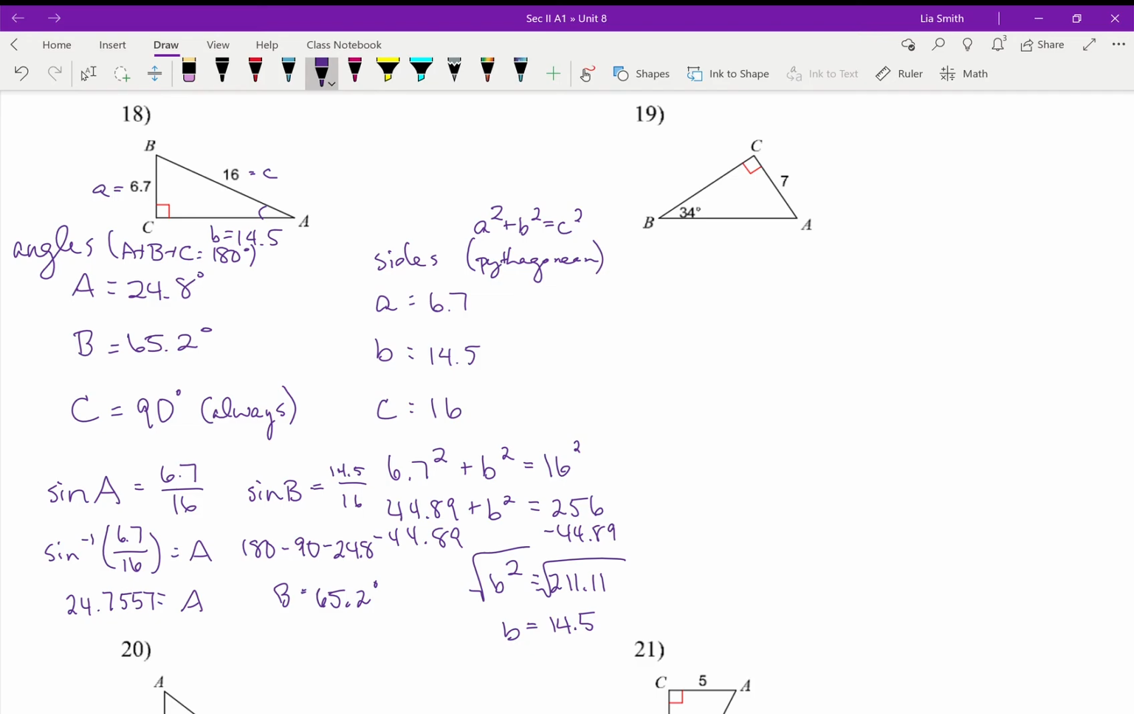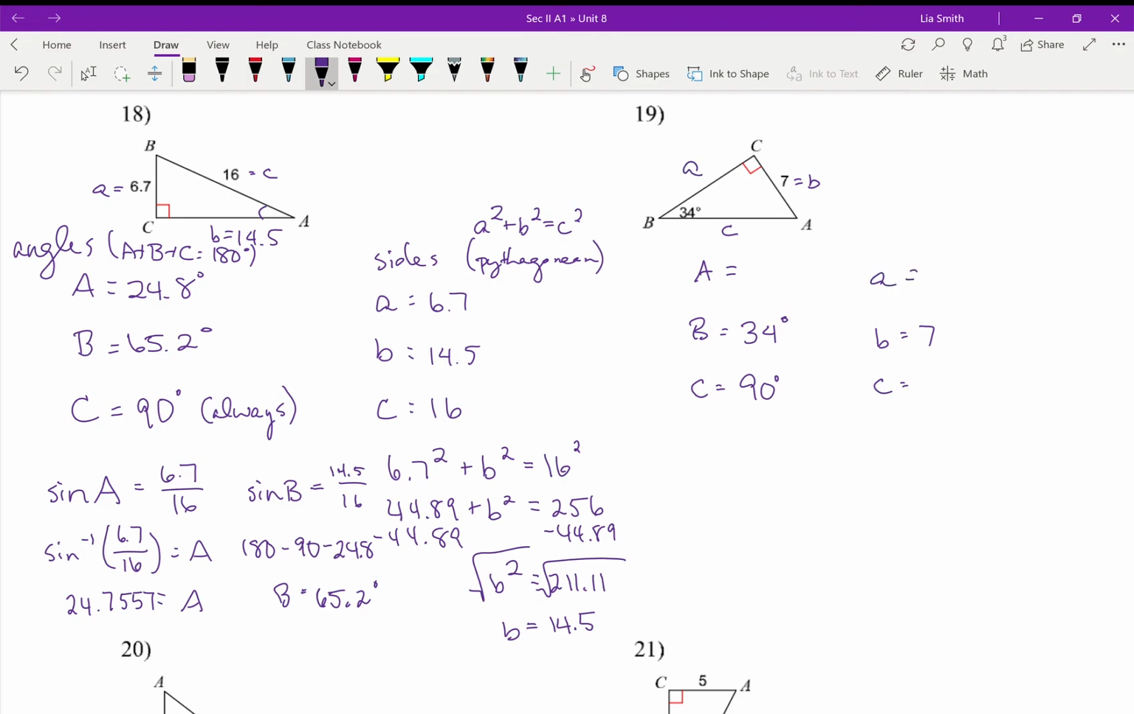So let's walk through number 19. Start with identifying what pieces I've given you. So we've got angle A, angle B, and angle C. Which of those did I give you? It looks like I obviously gave you C. That'll be 90 degrees every single time. And then angle B is 34. Out of the sides, this would be side C. I don't give you that, so that one's missing. But I do give you side B, which would be 7. And then it looks like A is also missing.